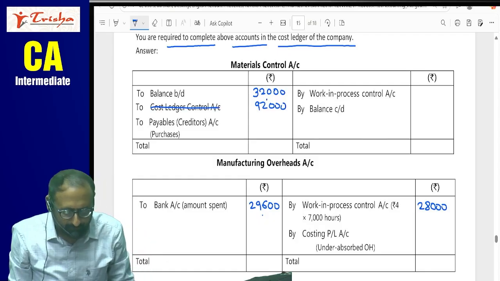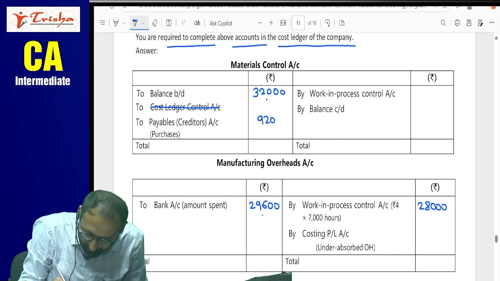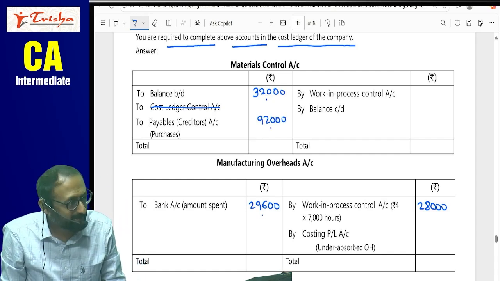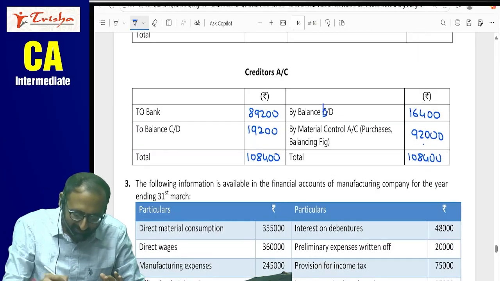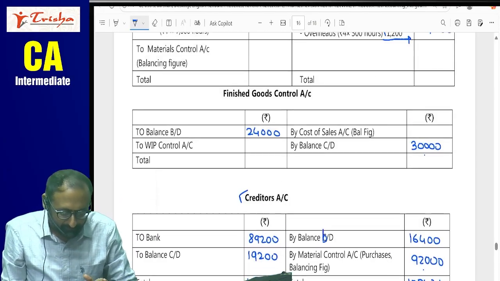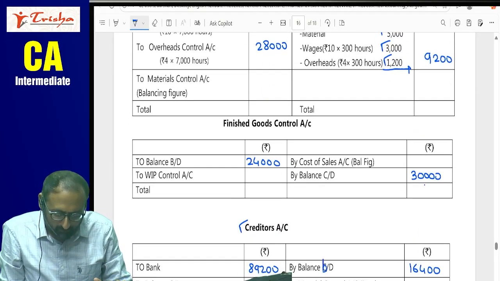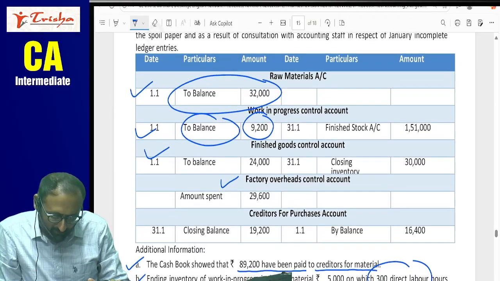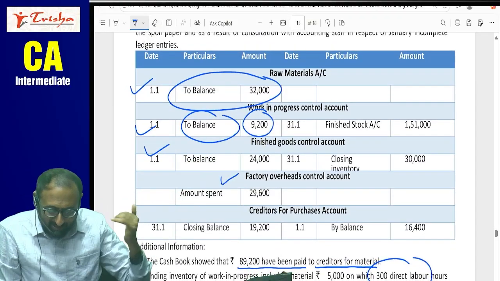Yes, sir ji. How much is it? 92,000. This is 92,000 material purchase. Correct, sir ji? Creditor account. So my creditor account is complete. Next one. Sir, I think so in finished goods, in work in progress, 1,51,000 transfer to finished goods.